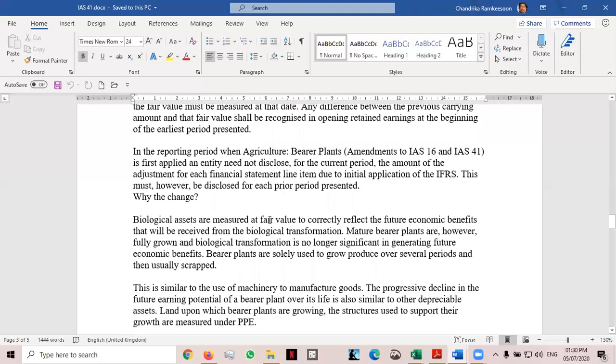In the reporting period when Agriculture: Bearer Plants, amendments to IAS 16 and IAS 41, is first applied, an entity need not disclose for the current period the amount of the adjustment and so forth.